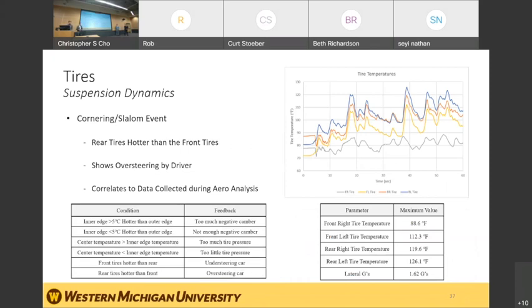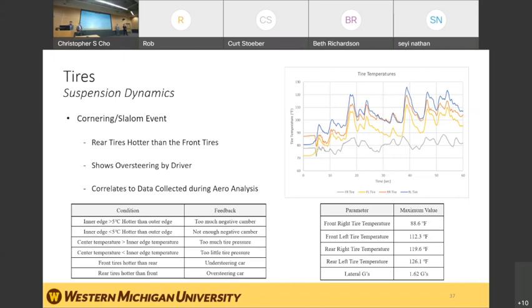Now, autocross track components, including slalom and hairpin, were constructed to monitor tire temps. From the data, it was seen that the rear tires of the car were heating up much higher than the front tires. This correlates to driver feedback, as we were seeing that the car was understeering, so the driver had to oversteer the car to compensate.